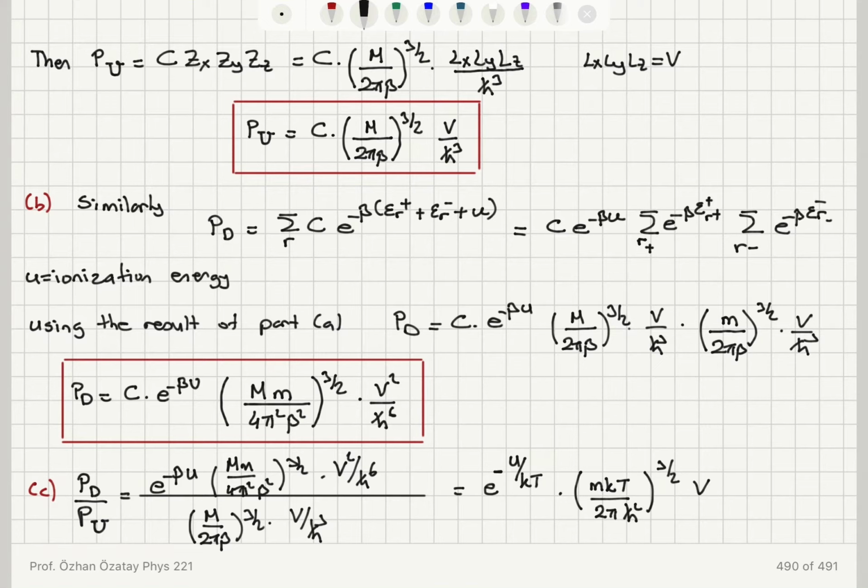So this will be the ratio. For beta, I have substituted 1 over kT. So in the ratio, I obtain m over 2 pi beta, so it's m kT over 2 pi. And then I have an h bar cubed remaining outside, which I can write as h bar squared to the power 3 over 2, so that goes inside. Then I have a volume remaining, so therefore I have the temperature and volume dependence of this ratio explicitly written this way.